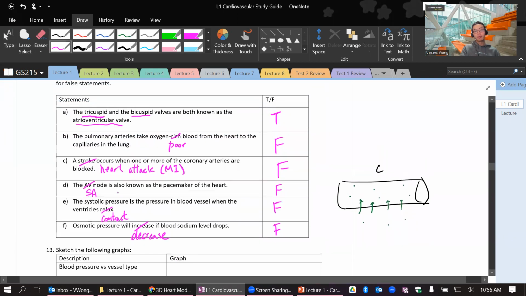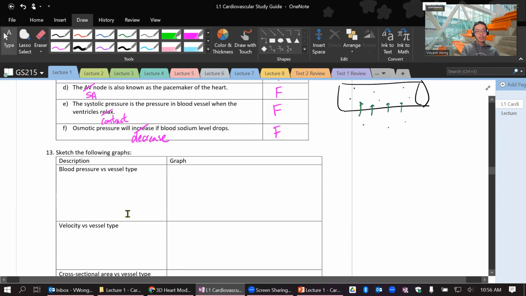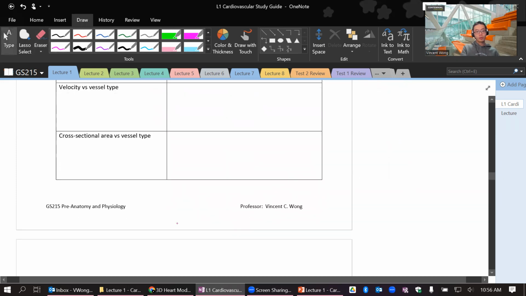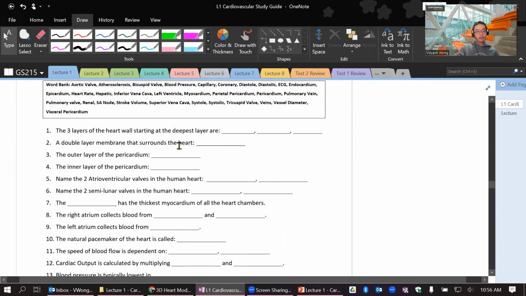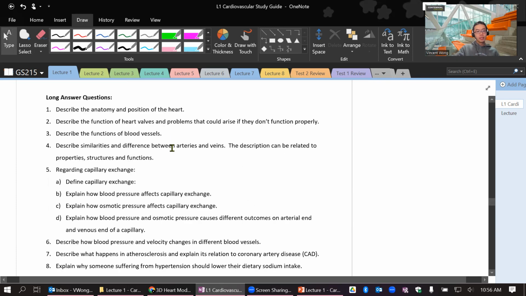So a lot of the multi-select questions on the quiz or test, they are basically a combination of these true or false, right? It would say choose all the false statements below, or choose all the correct statement below. So you have to really think about it. Sketch the 3 graphs. I'll let you do that on your own. I will post the answer for the fill in the blanks as well.